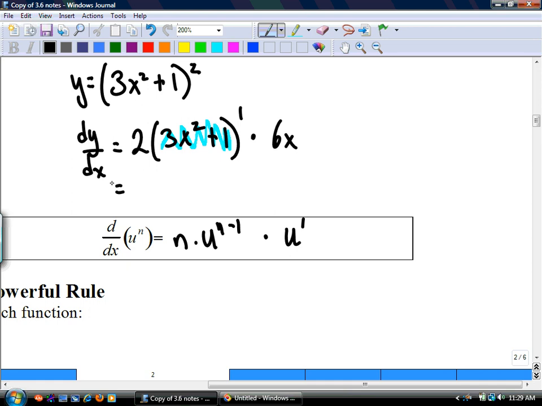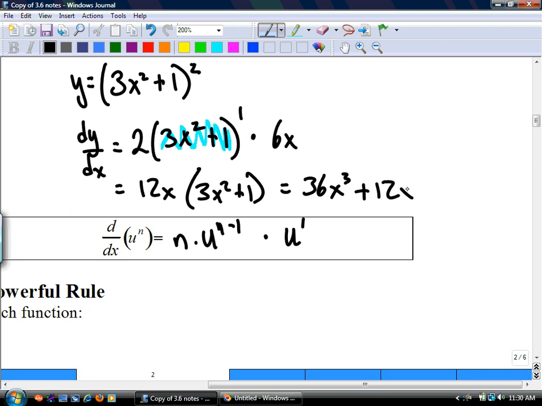So you're thinking to yourself, well, that's strange, but I'm going to do a little bit of cleaning up. 2 times 6x is 12x, 3x squared plus 1. You can get rid of your brackets here. 12 times 3 is 36x cubed. 12 times 1 is 12x. Look at the previous page. Same answer.